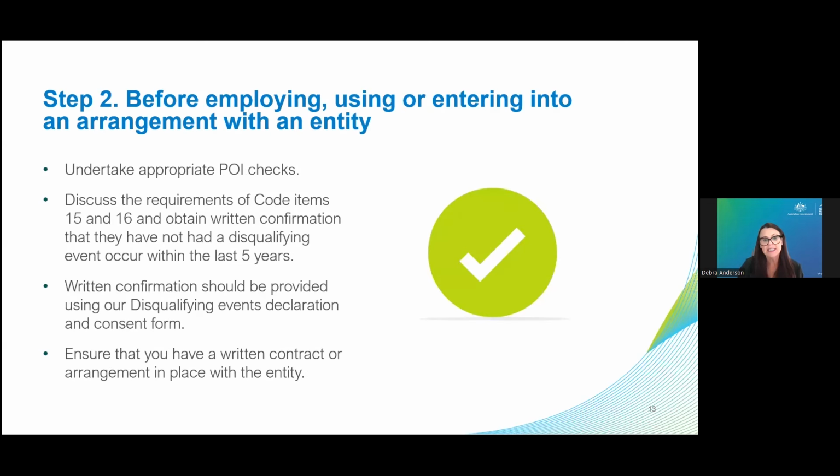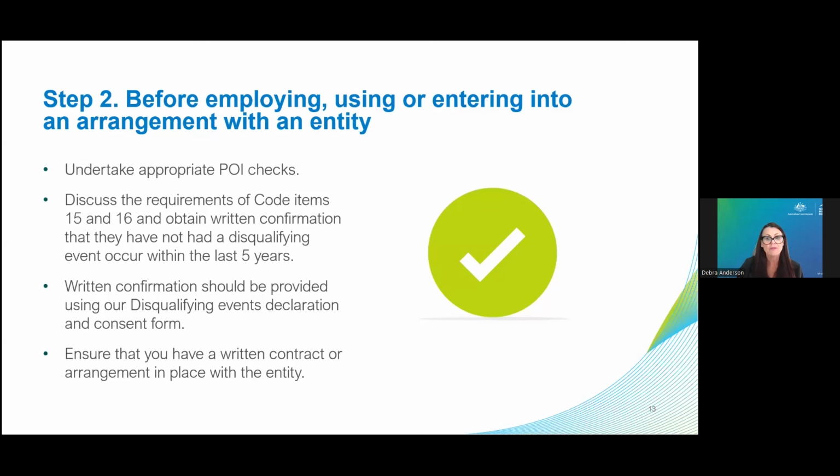So if the entity in question is not a currently registered tax practitioner or qualified tax relevant provider, you need to undertake an additional step, which includes undertaking appropriate proof of identity checks on the entity, which meet the minimum requirements outlined in our client verification process, which we had a webinar on, I think it was last week, if you wanted to go back and watch that. You need to discuss the requirements of code items 15 and 16 with the entity or their authorised representative and obtain written confirmation from them that they have not had a disqualifying event within the last 5 years. You'll need to get written confirmation using our disqualifying events declaration and consent form.